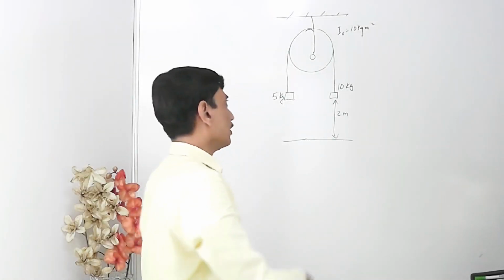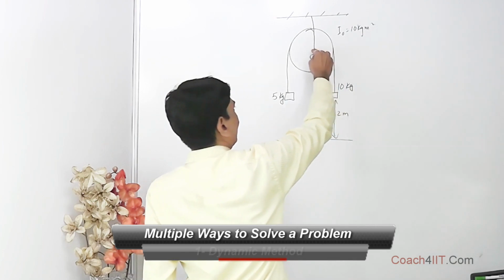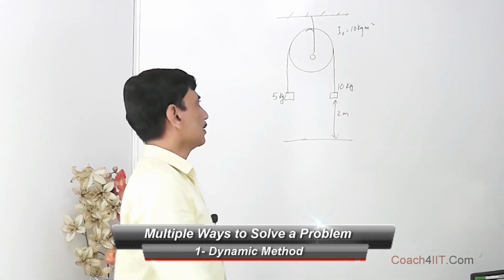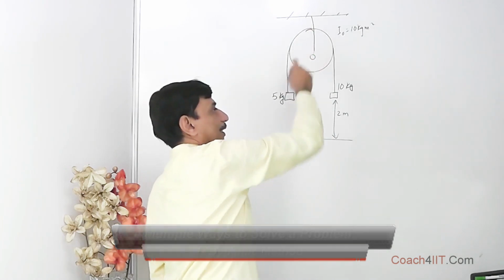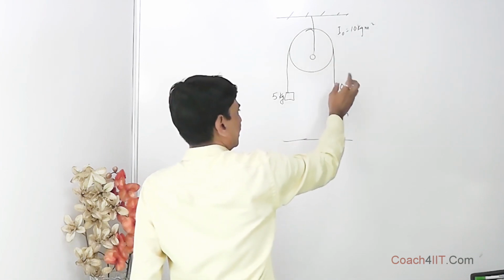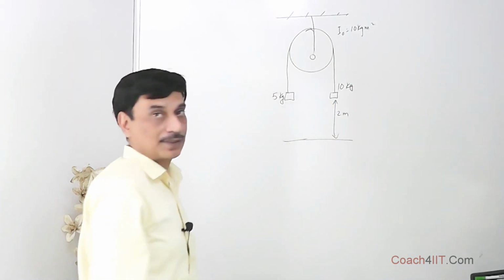Question: there is a pulley. It has I0 as 10 kilogram meter square about this axis. This is a frictionless pulley, that is, at the axle there is no friction. A string passes over it like this. On one side we have a 10 kg mass, and on the other side we have a 5 kg mass.